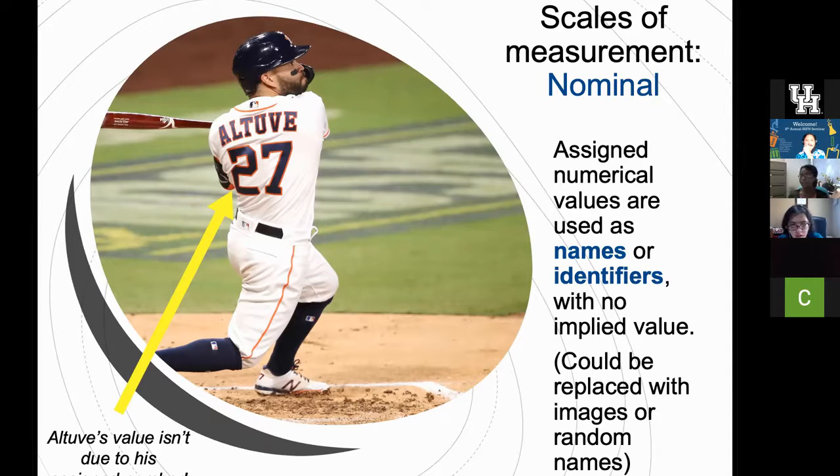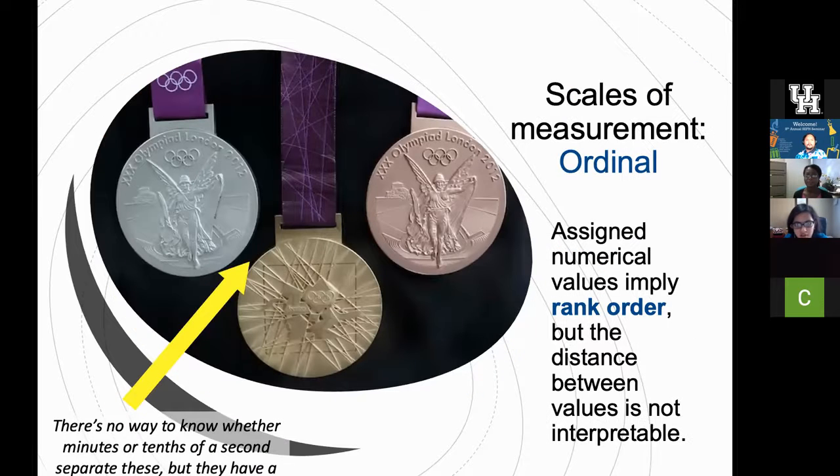In this case, Altuve is not 27th of anything. That's just the number that he has on his jersey to tell us who he is. It's an identifier. So if you use these identifying numbers, it wouldn't make sense to do something like take an average, because they're meaningless in that way. So when I'm talking about analyses, you can see where the scale influences that.